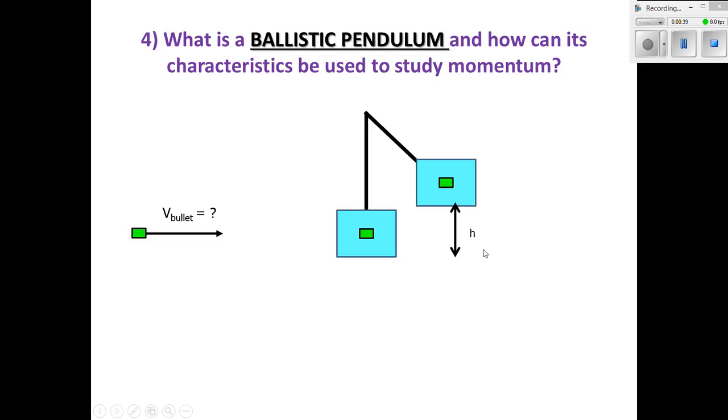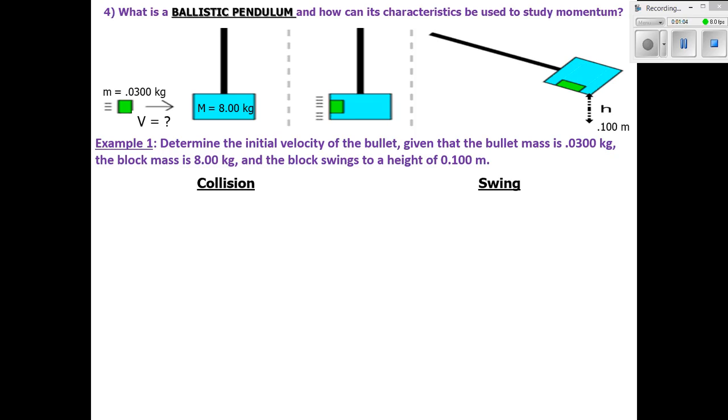You can use this to determine the initial speed of the bullet by measuring the height of the swing. Those two are proportional, as long as you know both the mass of the bullet and the mass of the block, which are easily measured quantities. This is a fairly simple system that's used to find velocities of bullets, and it was a way that was found in the 18th and 19th centuries before more sophisticated modern technologies were developed. So let's jump into an example problem here.